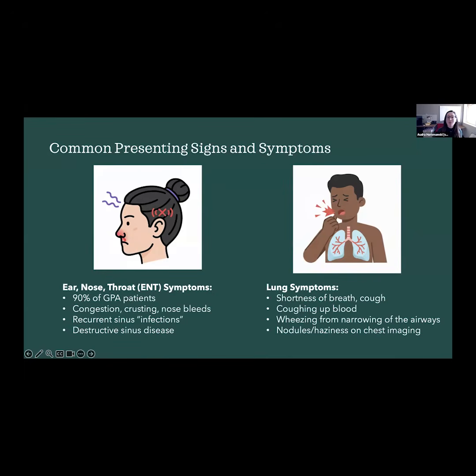We'll highlight the most common today, which was a lot of the things that were highlighted in the poll question up front. And I'll say the most common presenting sign and symptom, far and away, is ear, nose, and throat manifestations. So ear, nose, and throat symptoms are present in 90% of GPA patients. The most common things are crusting, congestion, nosebleeds, or recurrent sinus infections.